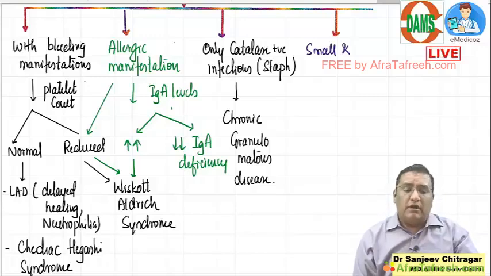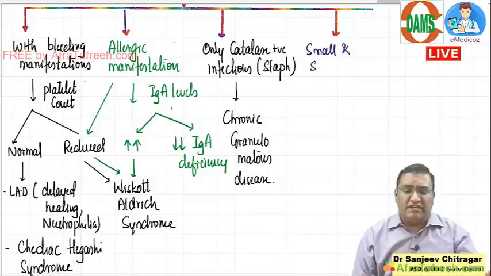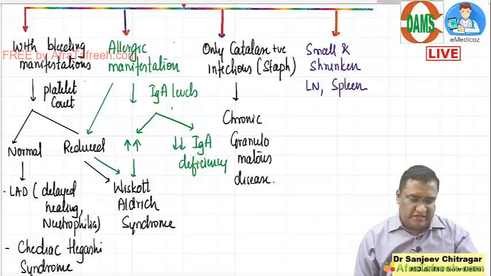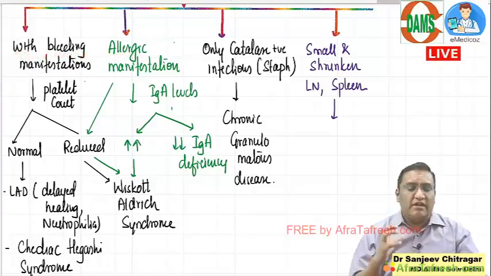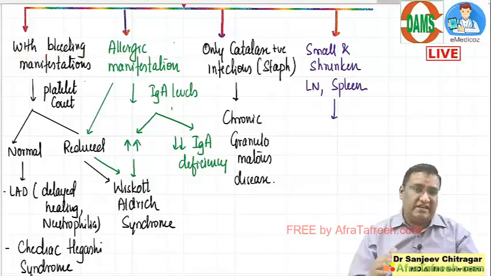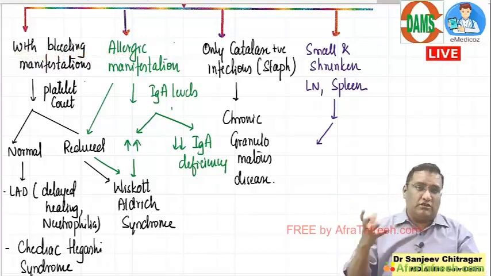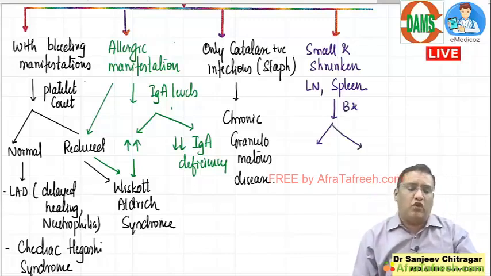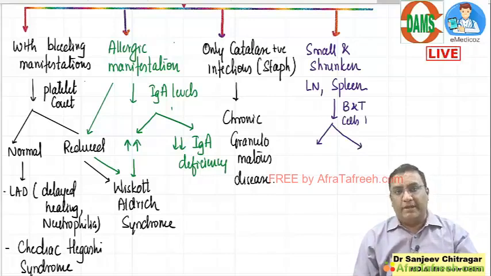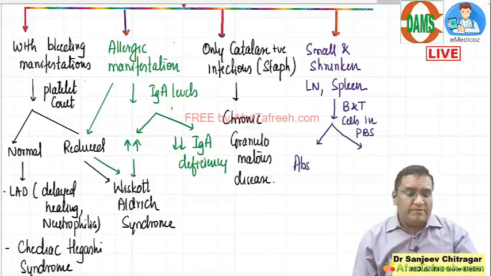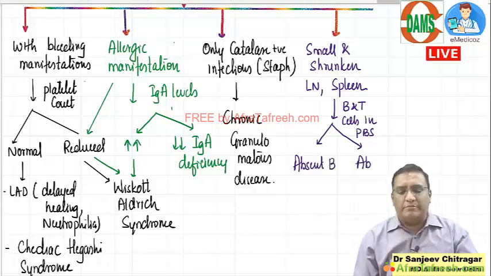Next, recurrent infection with clinically very small and shrunken B lymphoid organs like lymph node and spleen. So shrunken lymph node, shrunken spleen, basically that means B cells are not produced. That's why there is no becoming into plasma cell, right? That is why there is no enlargement or development of these organs. So then I will check for the B and T cells. Check for peripheral blood B and T cells. In the peripheral blood, are B cells absent only, or are both of them absent?